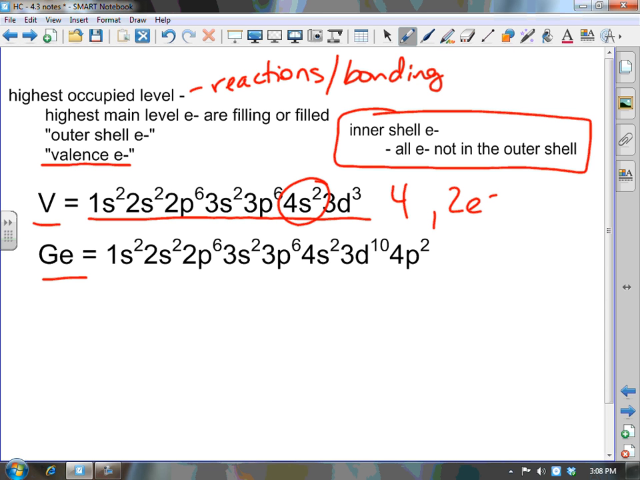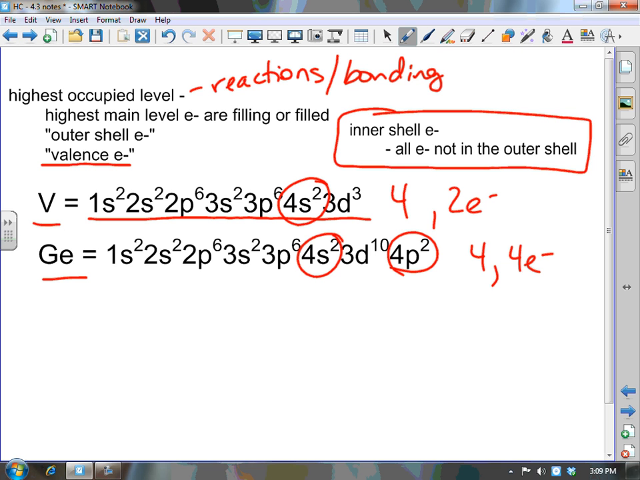So, what's the highest occupied level? 4. How many valence electrons or outer shell electrons? 2. We come to germanium. What's the highest occupied level? 4. How many outer shell electrons or how many valence electrons? 4. Again, we do not want to get any more specific than that. This is just a general way that we can focus on the electrons that are a little bit more important than the others.